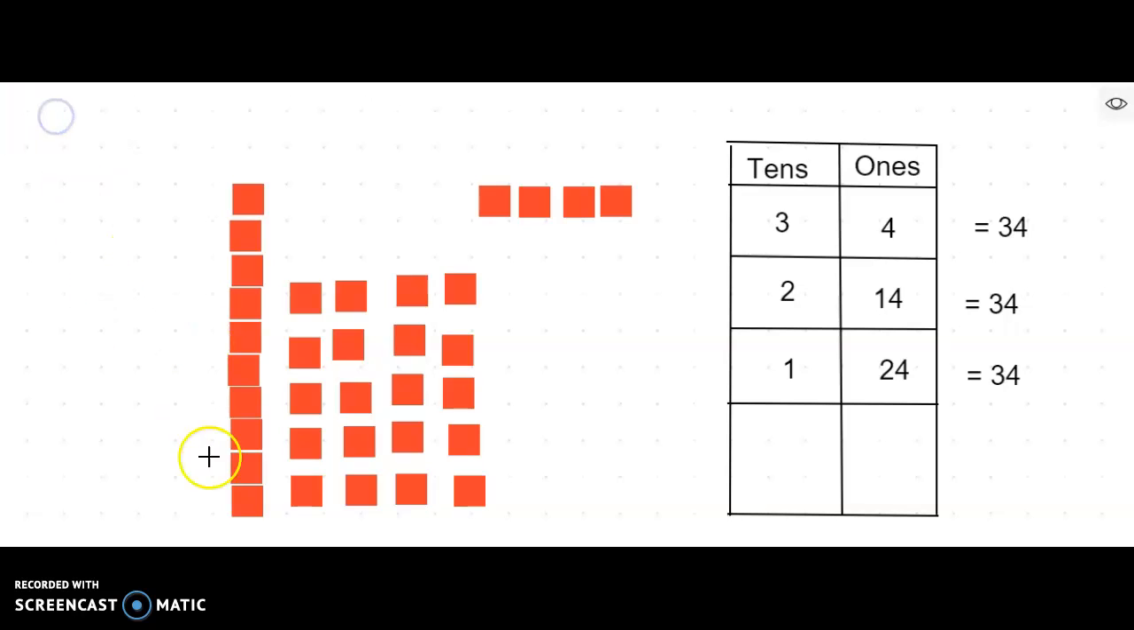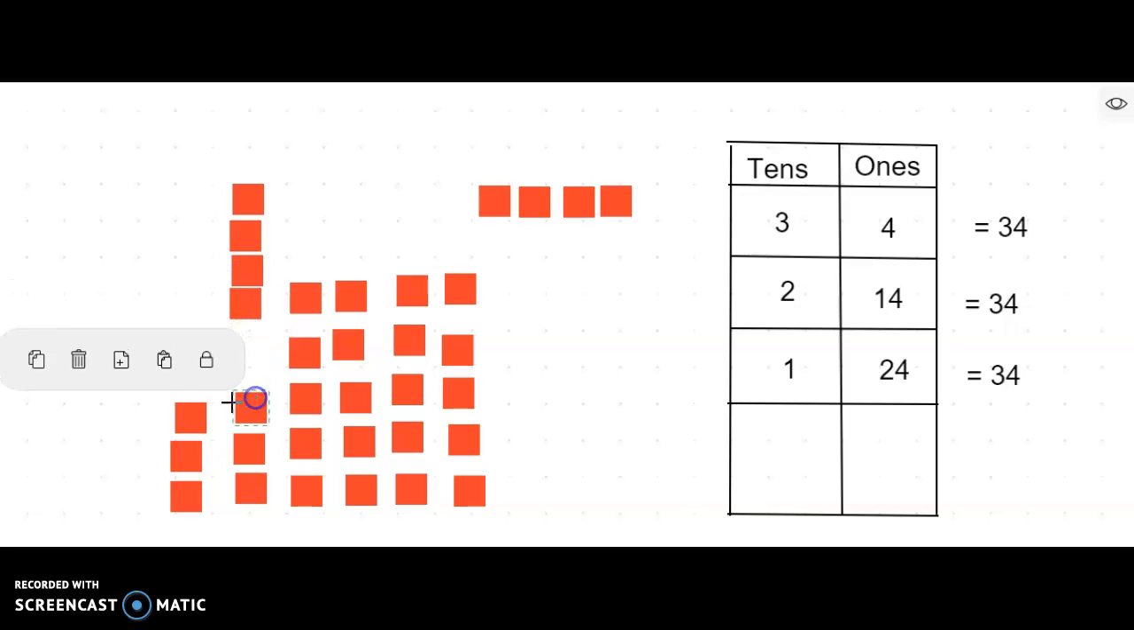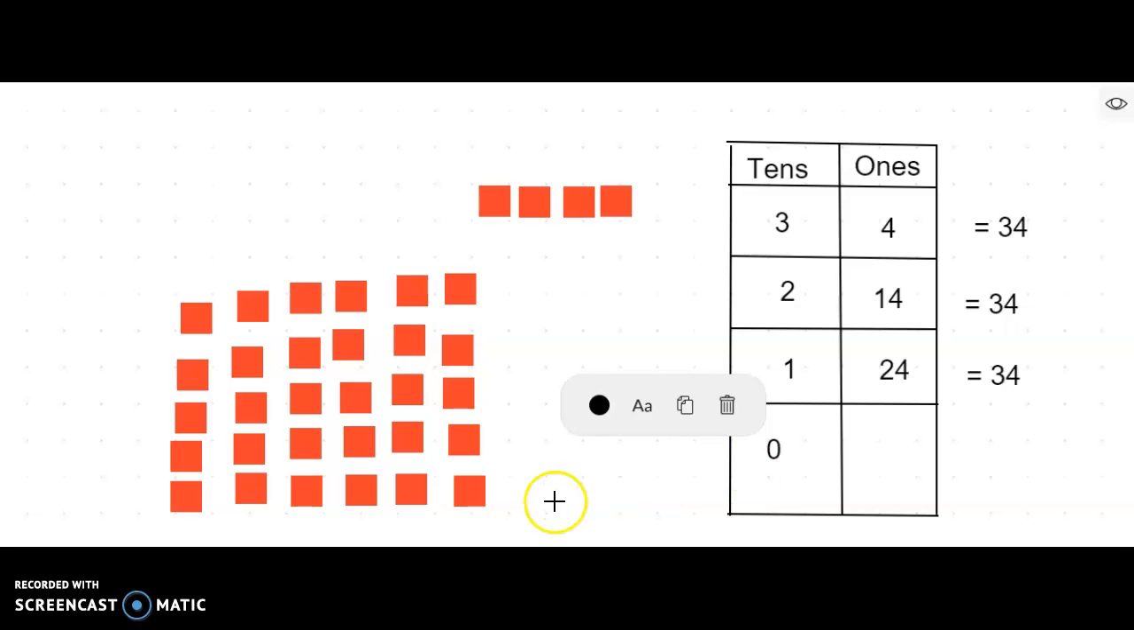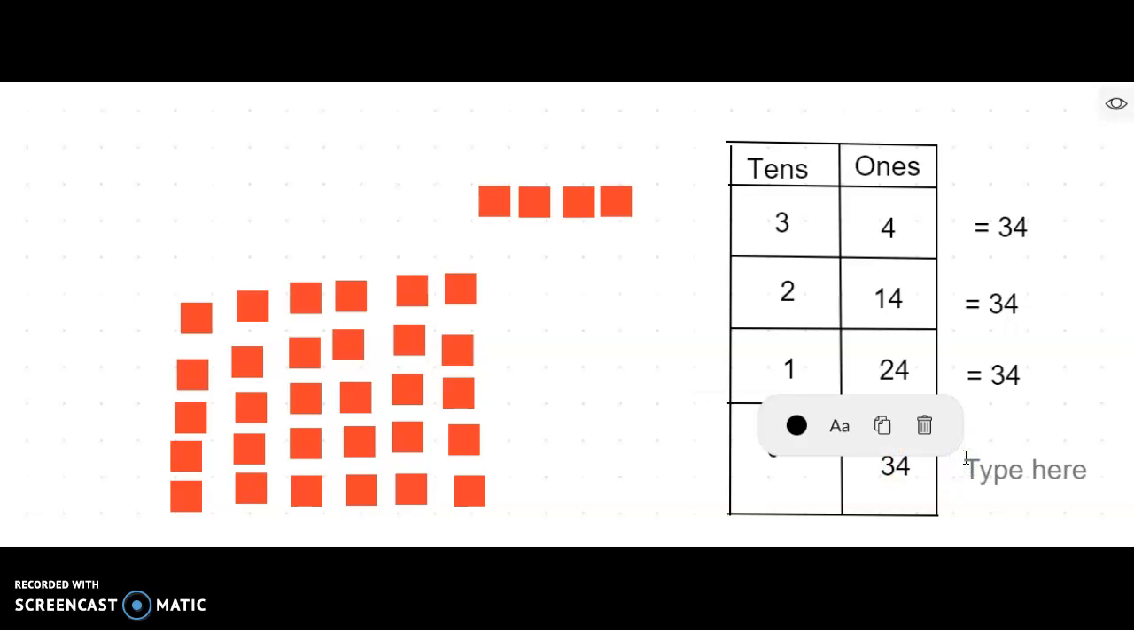Let's unbundle or take apart this last group of 10. Ready? 1, 2, 3, 4, 5, 6, 7, 8, 9, 10. So now I have no bundles or groups of 10, but I have 34 loose ones.